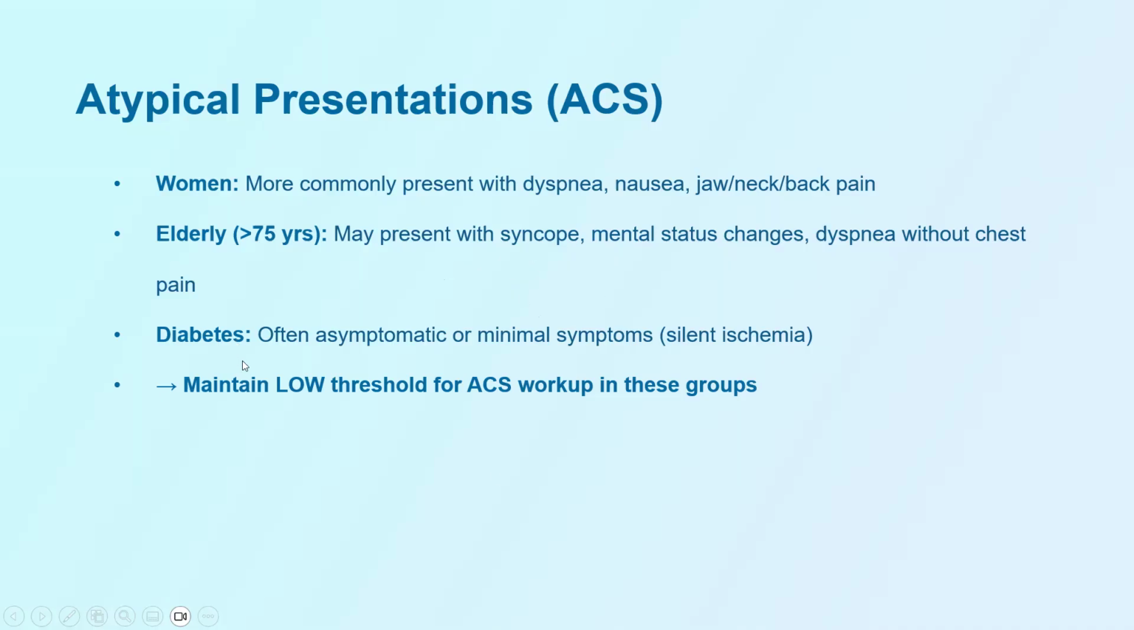Now, diabetic patients usually have no chest pain. They have very minimal symptoms because of neuropathies and autonomic dysregulation. They may not feel the chest pain. Sometimes they also present with shortness of breath that is acute in origin and cannot be explained by anything else. Remember, for these three groups, your threshold for doing an acute coronary syndrome workup should be low compared to someone who doesn't belong to these three.